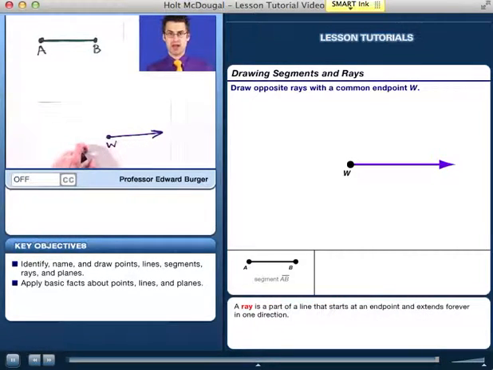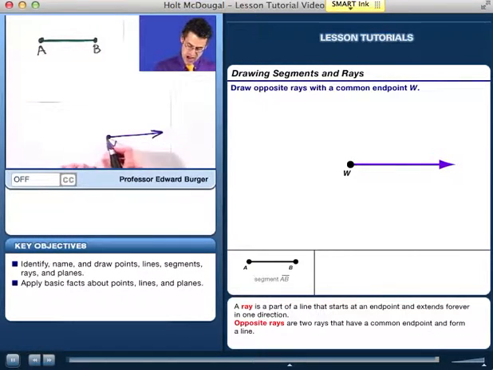An opposite ray has the exact same endpoint, but extends in the opposite direction, so the two rays themselves rest on one line. So the direction that the opposite ray has to appear in would be this one.